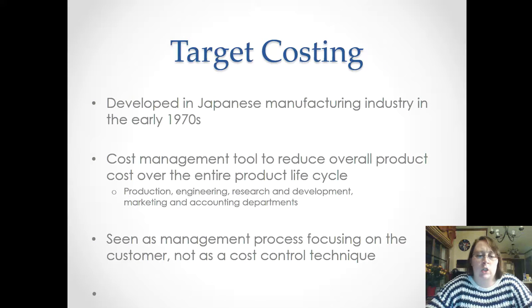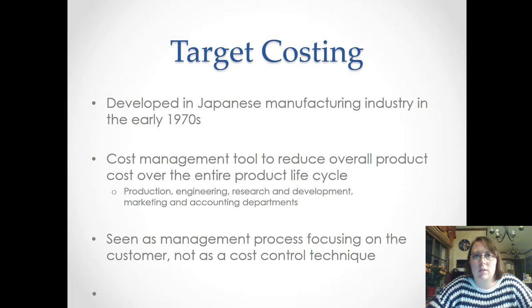Target costing was actually developed in Japanese manufacturing industries in the early 1970s, and this was a result of increases in consumer demand for more diversified products in the marketplace and for shorter product life cycles. And it led to the development and planning stages of manufacturing becoming more important than some of the later stages in manufacturing. This is a cost management tool to reduce overall product costs during the entire product life cycle.